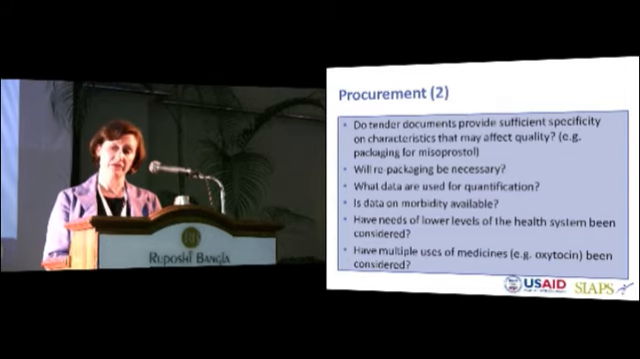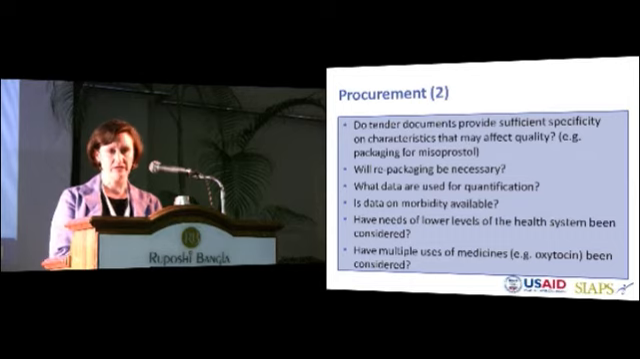Another thing that comes into play are multiple uses of the medicines. For example, oxytocin. How can we nail down that number since oxytocin does have multiple uses? So how much are we really going to need? So all this needs to be taken into account because we don't want to procure too much or too little.